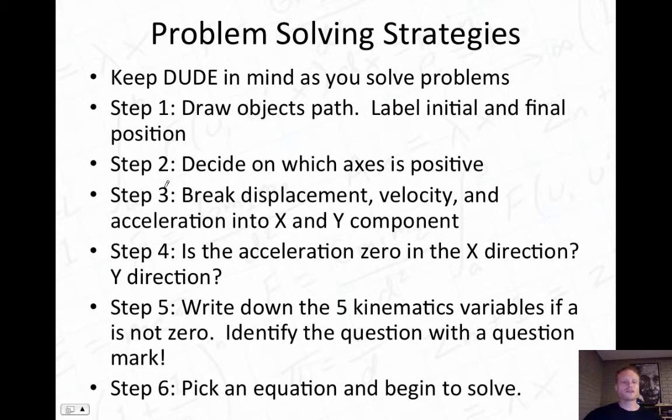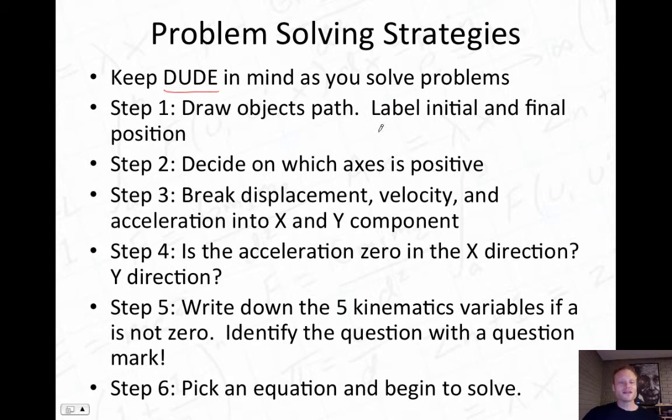So the first thing is keep DUDE in mind as you solve problems. Remember, that's a mnemonic device. It's up on the front of the classroom, where D stands for draw the problem, U stands for uncover knowns and unknowns, which means write them down, D stands for decide on a formula, and E stands for execute algebra. I highly recommend keeping this in mind as you solve any physics problems in class. Drawing the problem is super useful. Writing down your knowns and unknowns is super useful. Then figuring out the correct formula and doing the math correctly. So make sure you do the DUDE. Got it, dude? All right, good.